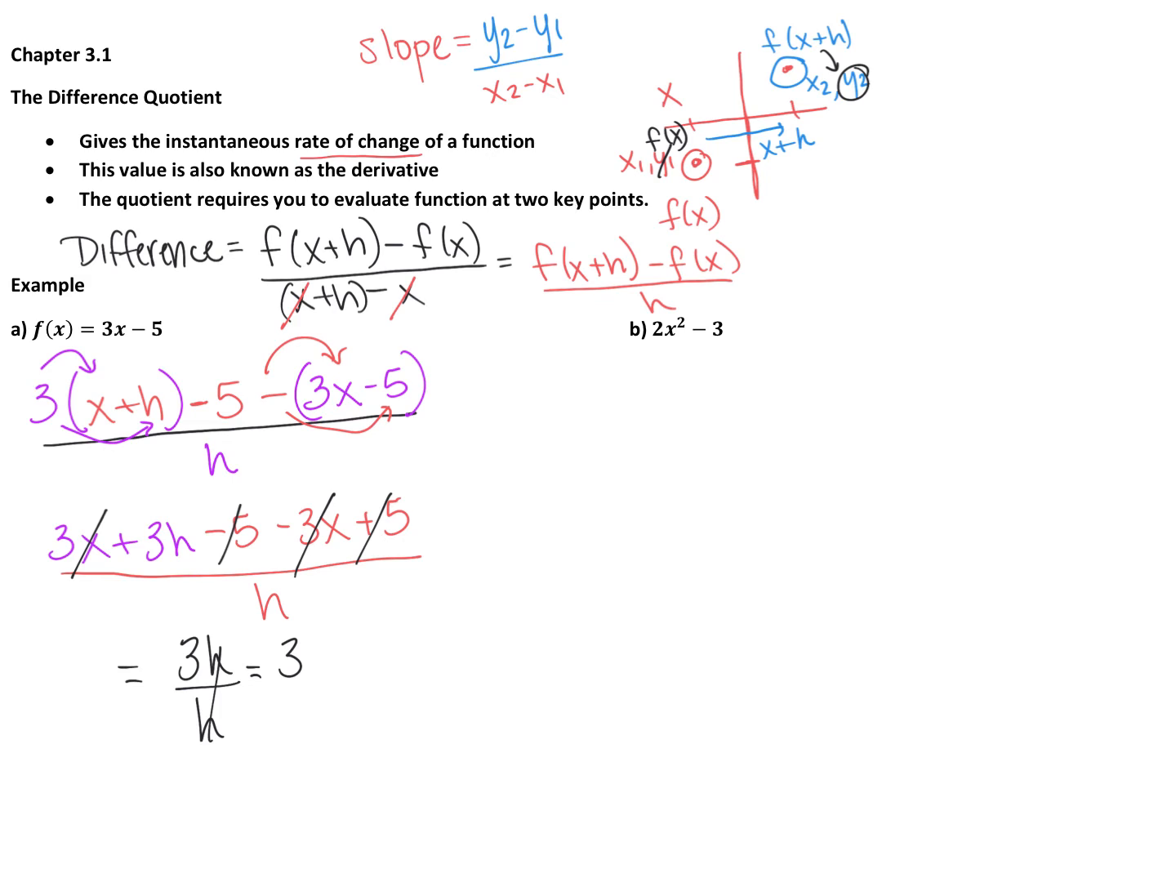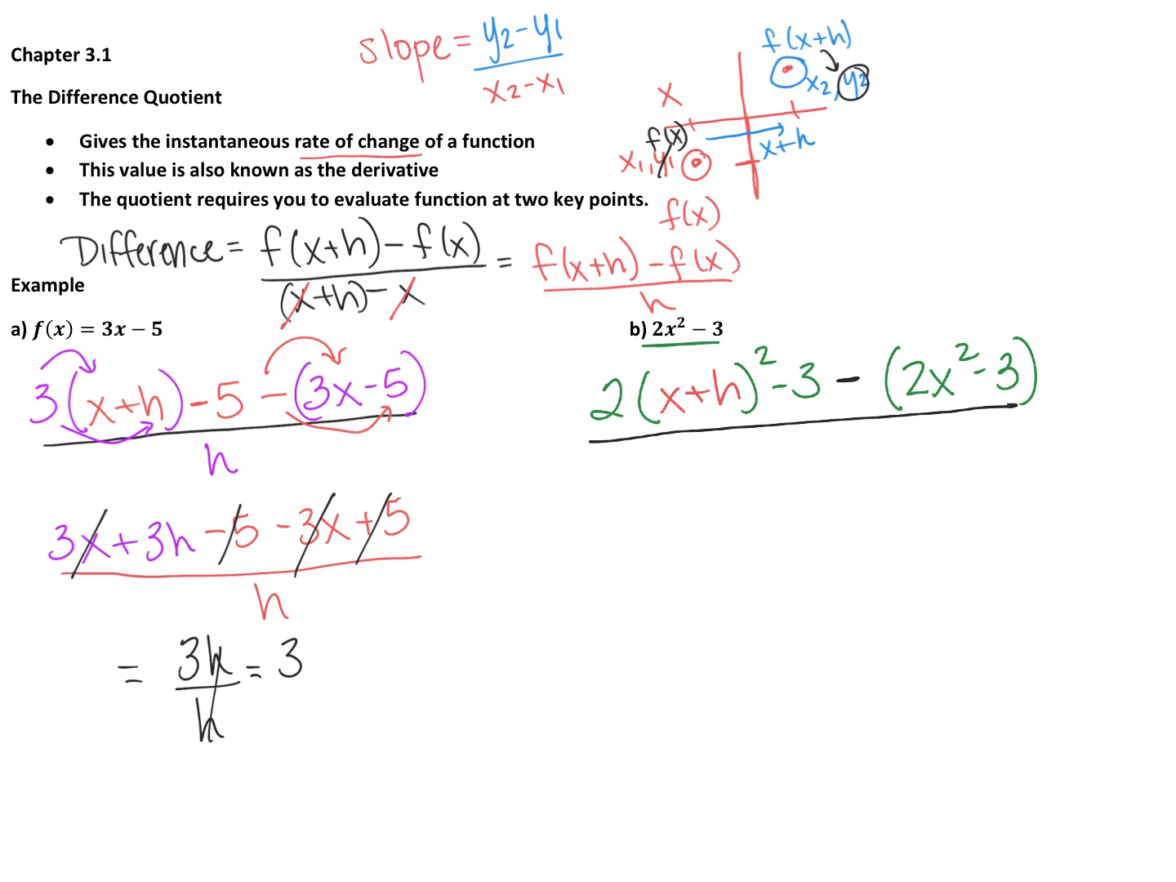This time our original function is 2x squared minus 3. So again, same concept. Every place I see an x, to start with, I'm going to plug in x plus h. So here I have 2 times, and the function I'm plugging in again is x plus h, and I'm going to square this, minus 3, minus. And now again, I write the original function, which is just 2x squared minus 3. I'm going to divide all of that by h.